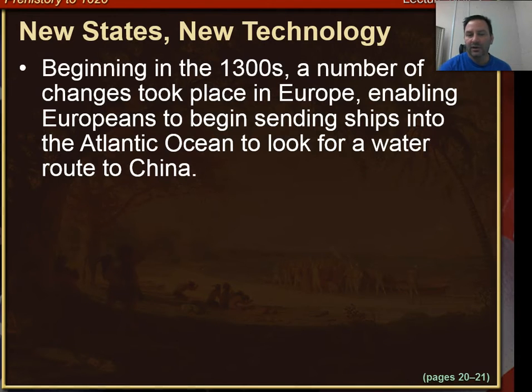Beginning in the 1300s, a number of changes took place in Europe, enabling Europeans to begin sending ships into the Atlantic Ocean to look for a route to China. Got to find those spices.